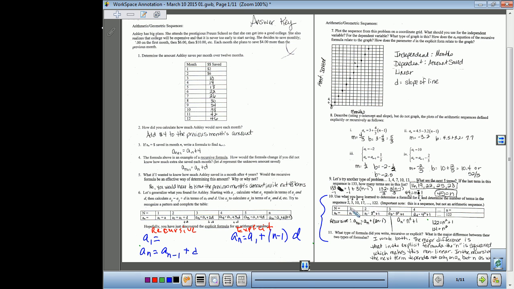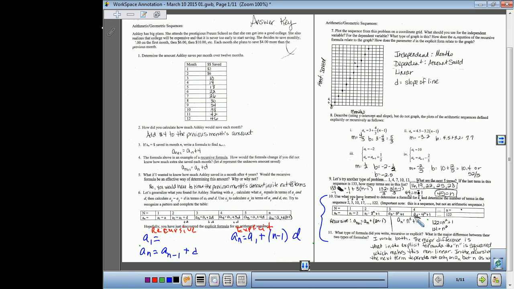Let's see if we can just look at this and figure out what to do. Well, this second one makes so much more sense to me. To square the number of the term and add 1. 1 squared plus 1 is 2. 2 squared plus 1 is 5. 3 squared plus 1 is 10. 4 squared is 16 plus 1 is 17. So what would this term have to be? 11, because 11 squared is 121, plus 1 is 122.